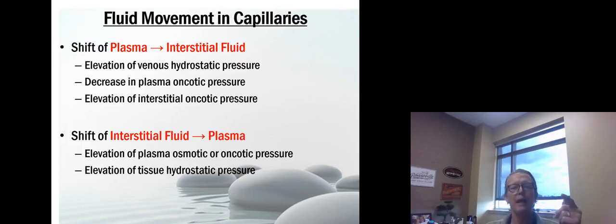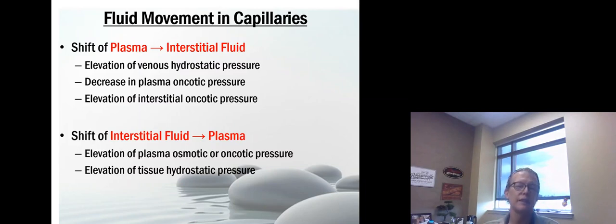In this first example, plasma moves into the interstitial fluid in response to increased venous hydrostatic pressure, whether it's out in the veins of the periphery or even in the central veins, in the pulmonary vein around the heart. Changes in oncotic pressure can also cause fluid to move across these membranes. If you have a low oncotic pressure in plasma, fluid can shift out into the interstitial space. If, however, there are proteins in the interstitial space, for example in liver failure, that can draw fluid into the interstitial space. That is a shift of plasma from the vascular space into the interstitial fluid.